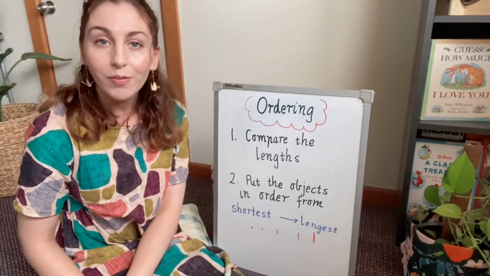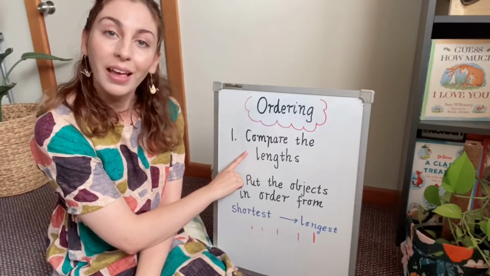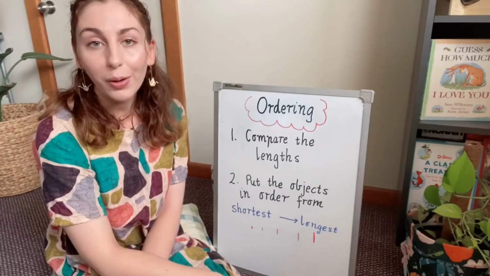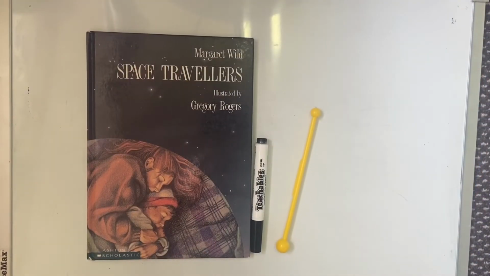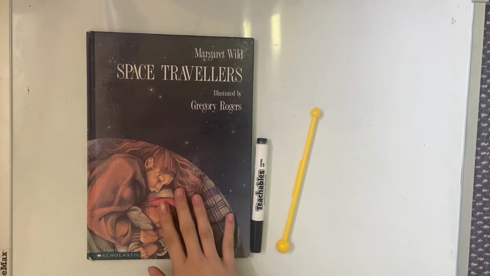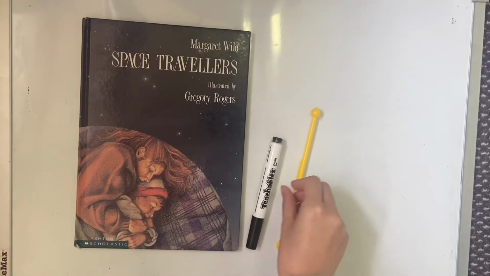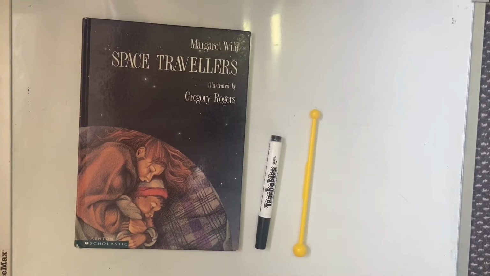Today, we're going to find 3 objects in our house, compare the lengths of those objects, and then have a go at ordering them from shortest to longest. So I'll go find my 3 objects now and show you how I do it. So here are my 3 objects. I've got my picture book, I've got my whiteboard marker, and my xylophone stick. And what I want to do is figure out which one is the shortest and which one is the longest and which one goes in the middle.